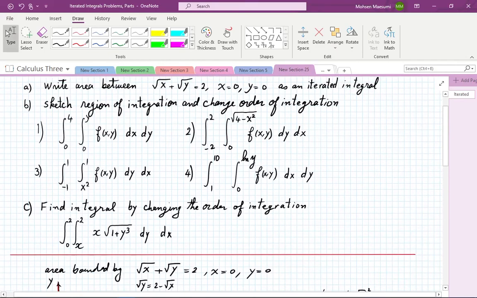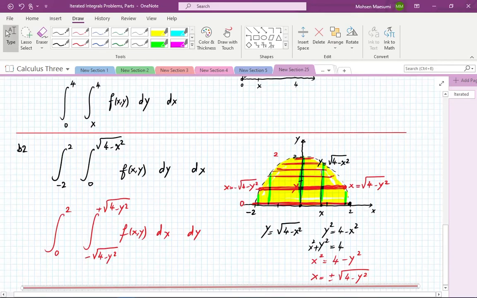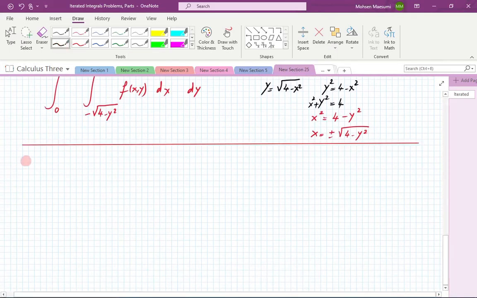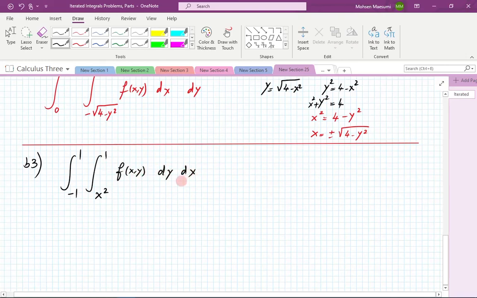B3, so that's minus 1 to 1 and x squared to 1. Let's see if you can remember. Minus 1 to 1. So B3 was minus 1 to 1, and then x squared to 1 of some function whose detail is irrelevant. Then we have dy dx. So again, these two are the two different variables that we have in our problem. They're never the same.